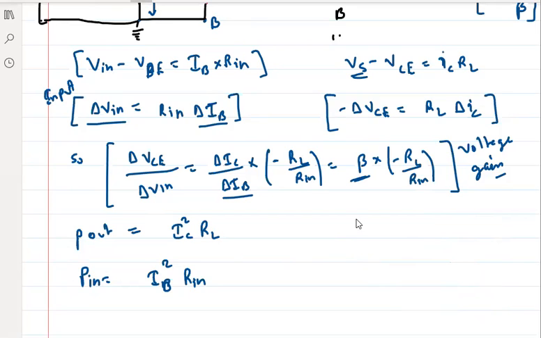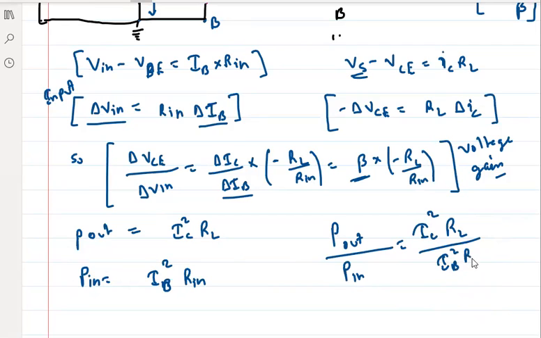Okay, so I can say that the ratio of P output by P input, right, will give me what? IC square into RL divided by IB square into RIN, right? See here it is increasing like multifold, right? It is the ratio in which it is increasing, okay? Gain is always, and when you talk about transistors, gain is always the ratio of output by input, okay? Got it?